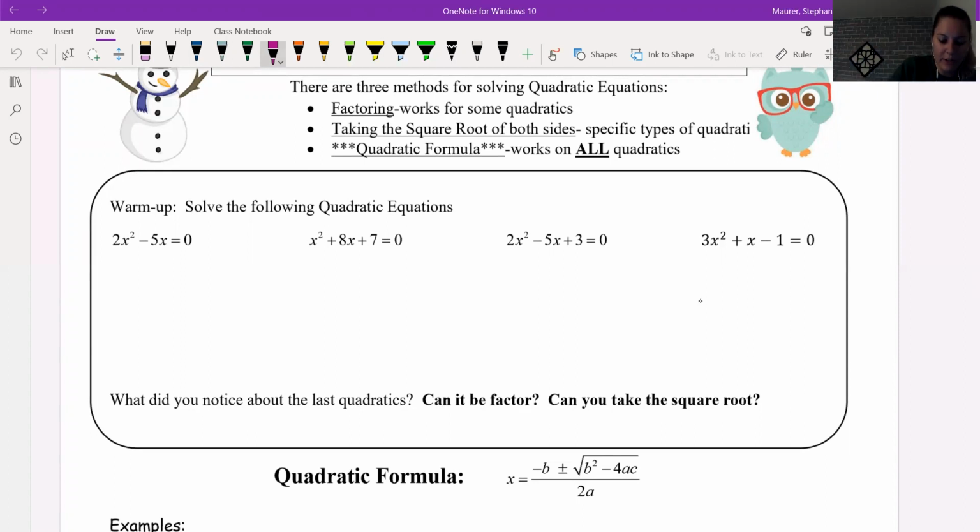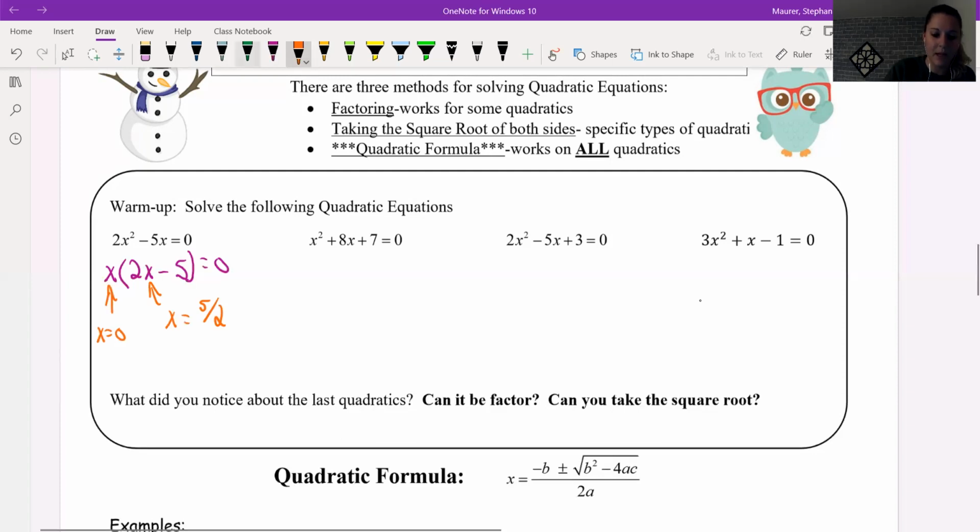So in the first one, the GCF is just an x. The only thing that we can pull out is an x, in which case we pull out an x from both pieces, and that's technically factored form. As for the answers, we would get one of our answers from out front here, x equals 0, and the other from inside here, which would give us 5/2. So those are your 2 answers.